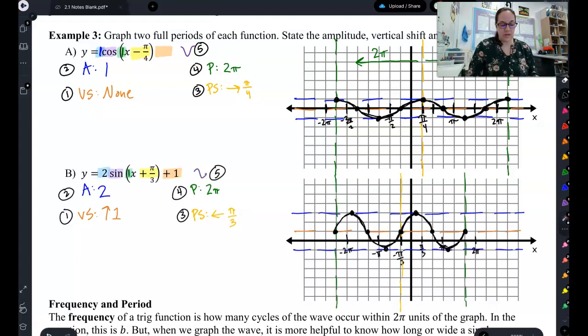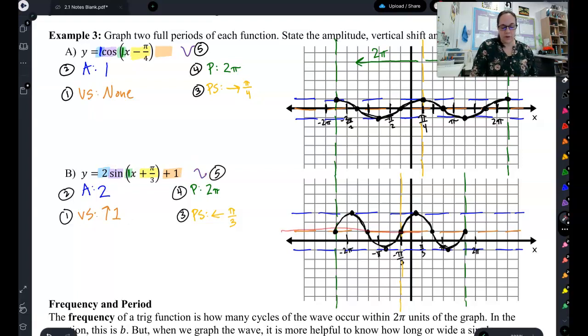Let's check your work. So first off, amplitude is 2, vertical shift is up 1, period hasn't been changed, so that's the basic 2 pi. Phase shift is left pi thirds, and this is a sine shape. So let's do them in the right order.